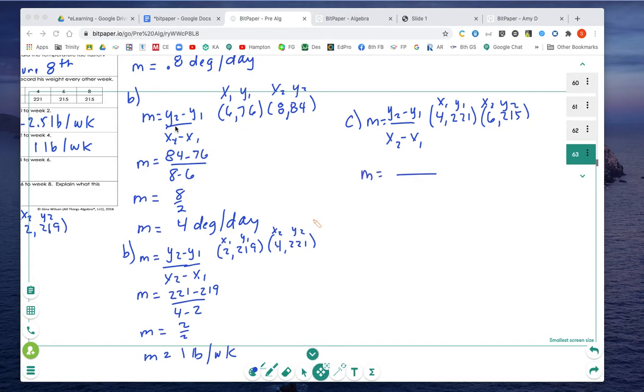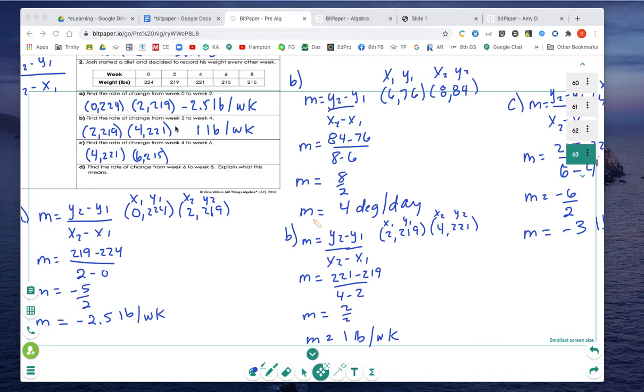M equals 215 minus 221 over 6 minus 4. M equals negative 6 over 2. M equals negative 3, again the label, pounds per week. So this one is a loss of 3 pounds per week.